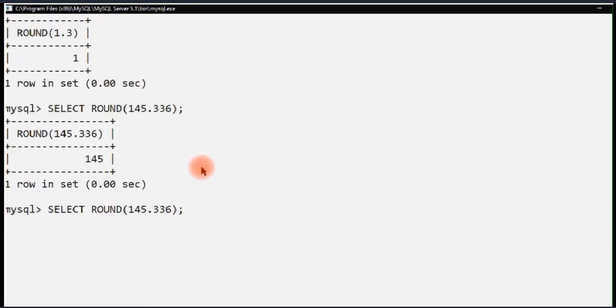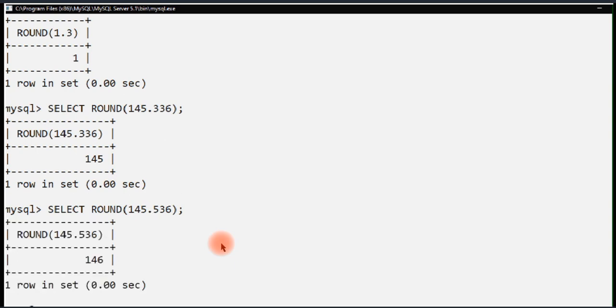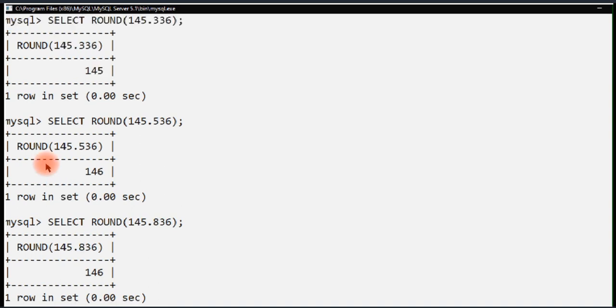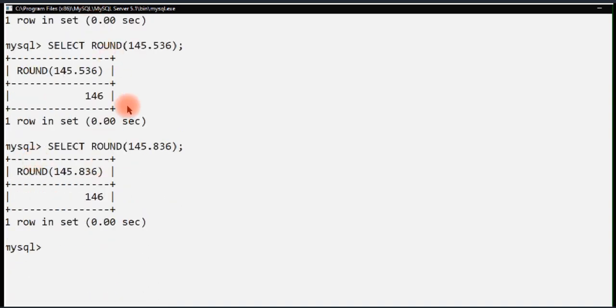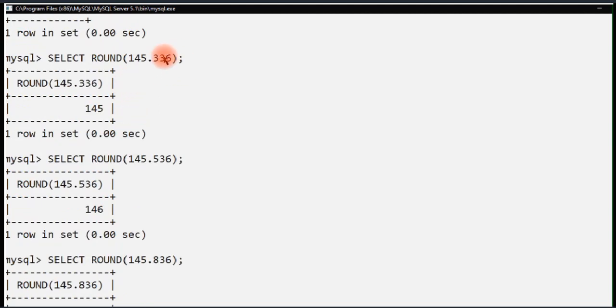In place of 336, if it is 536, what will happen? For that, I have to remove this 3, and in place of 3, I have written here 5. Now my answer will be, keep guessing, it is now 146. Why? Because after the point, this is 5. Same is the case if I take any value which is more than 5, suppose 8. Again, I am going to get the same answer. This is a basic round function without any parameter.